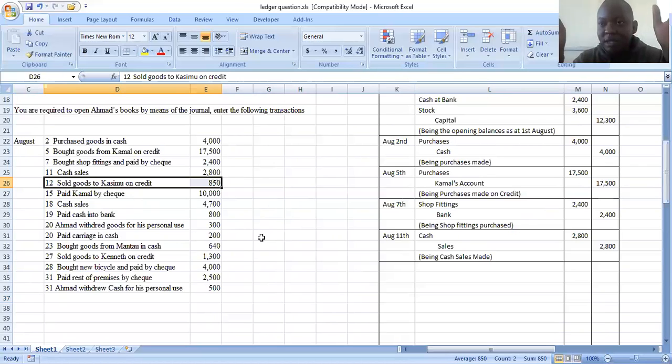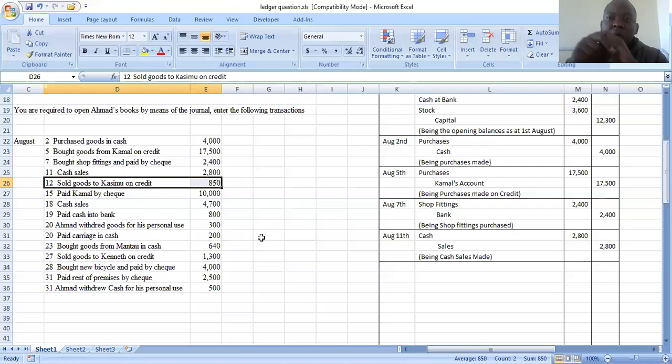So no cash has been received, no bank amount has been received. So therefore it's on credit basis. So the two accounts here are sales account and Kasimu's account. So what type of accounts are they? Sales is a revenue and Kasimu is a creditor, of which a creditor is a liability. So therefore sales is a revenue and Kasimu is a liability.